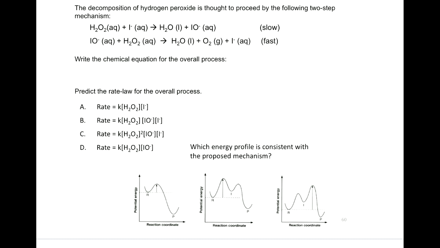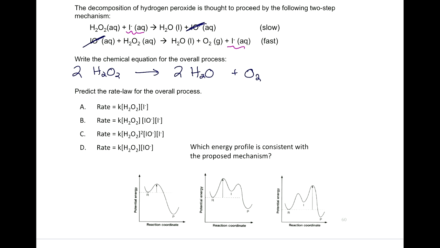What's the overall chemical equation? Okay, so let's do this. It looks like these IO minuses cancel. What else cancels? I minus, yes, I minus cancels right there. So if we rewrite this, it's H2O2. It looks like there's two of them. Arrow, 2 waters are produced and an oxygen. Yes, there we go. So that's the overall reaction.